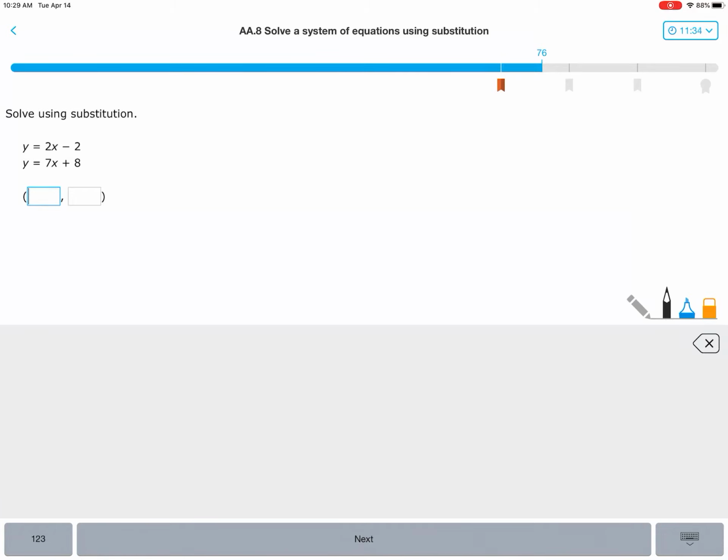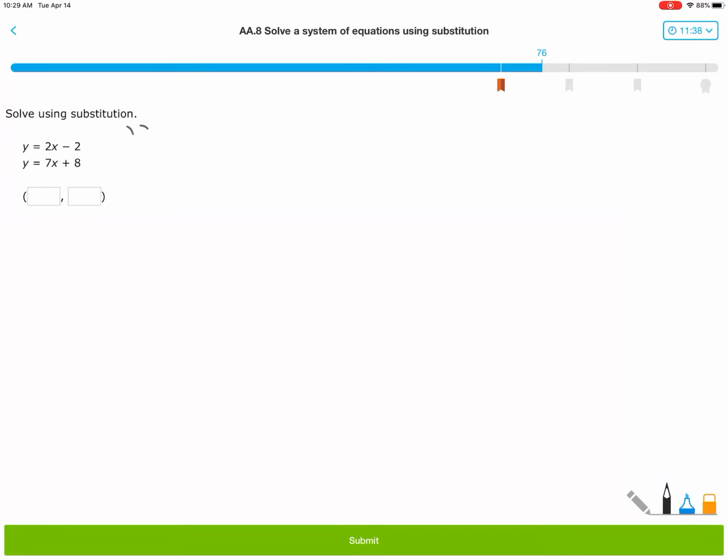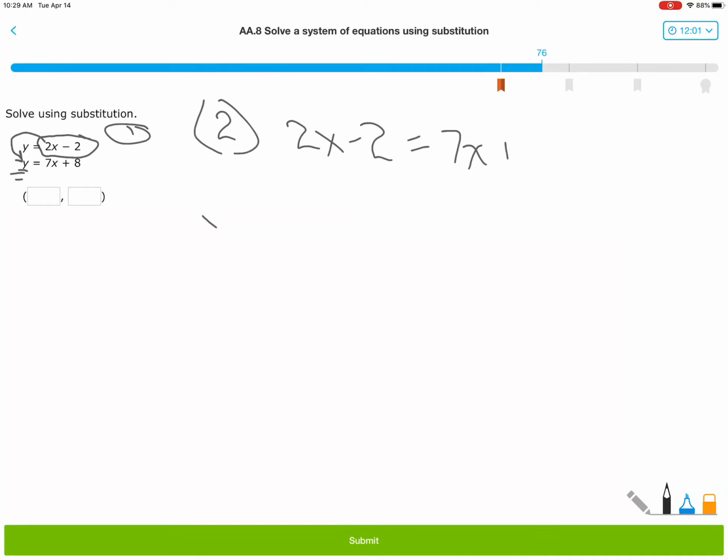All right, last one we're gonna do. Again, this one's kind of done for us. Step 1 is already done for us because it says y equals 2x minus 2. And I'm gonna take that and put it in for the other y. So step 1 is done for us. I'm on step 2 now. And instead of saying y equals, I'm going to say 2x minus 2 equals 7x plus 8.